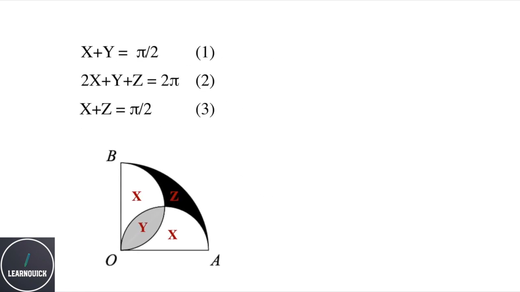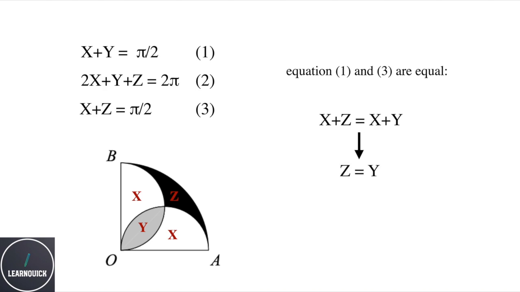So now essentially we have 3 equations, and as we can see, equation 1 and 3 have the same result, meaning that they are equal. So we can do x plus z equals x plus y, and what we see here is that x is on both sides, so it can be cancelled out, leaving us with z equals y. And those are the areas that we want to find the ratio for, and as they are equal, the ratio is just 1 to 1.